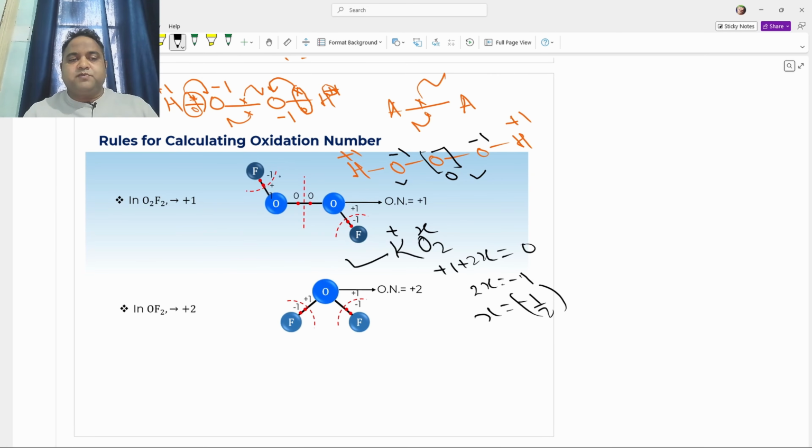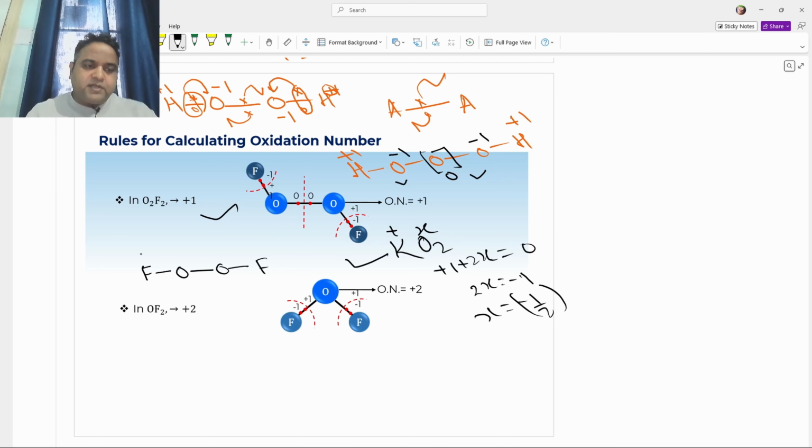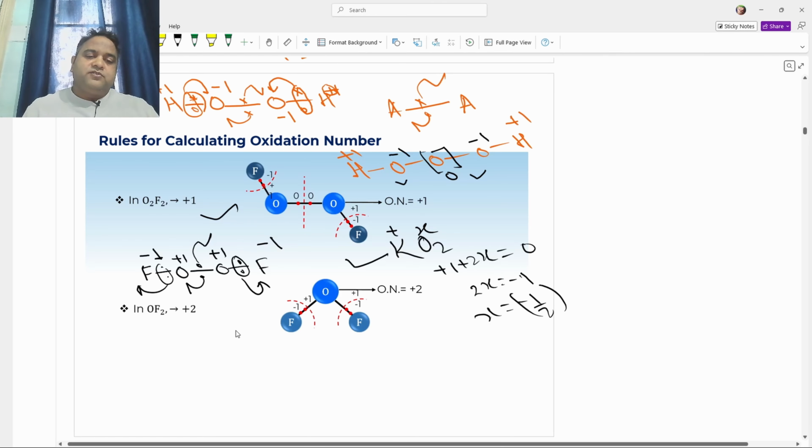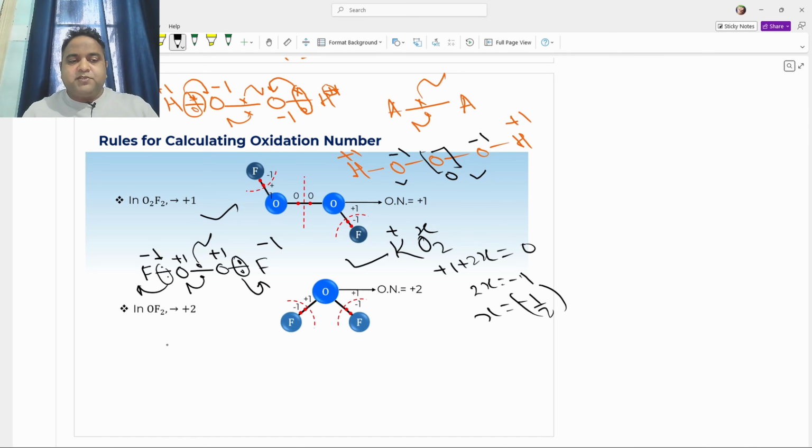Oxygen can go in the plus one and plus two oxidation states also. There is formation of O2F2. We know that fluorine is more electronegative than oxygen, and remember that fluorine is always having minus one oxidation state. Since fluorine is more electronegative, both the electrons are counted on the side of fluorine, here also counted on the side of fluorine. Oxygen will carry plus one here, this oxygen will carry plus one, and the electrons present between oxygen and oxygen are going to be equally divided. So that is the reason oxygen is going to carry plus one.